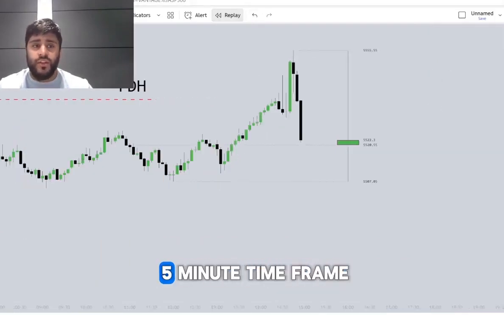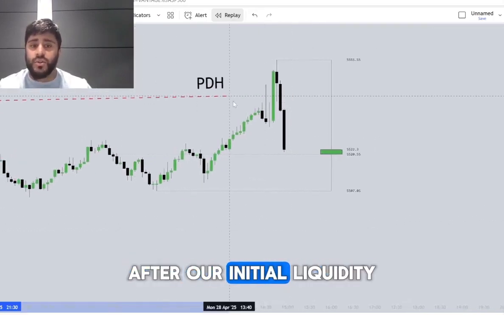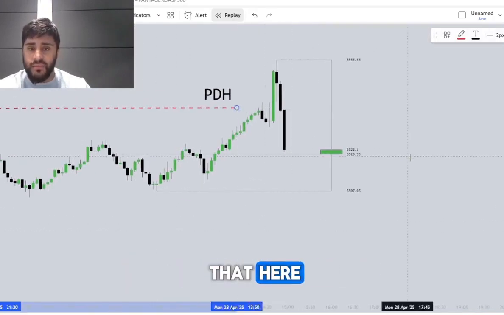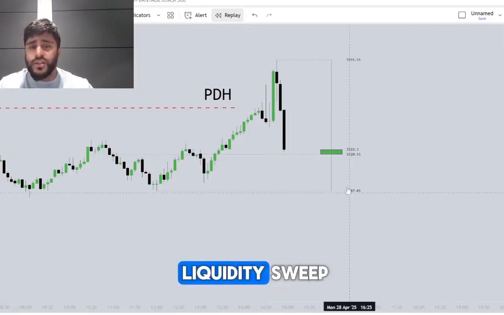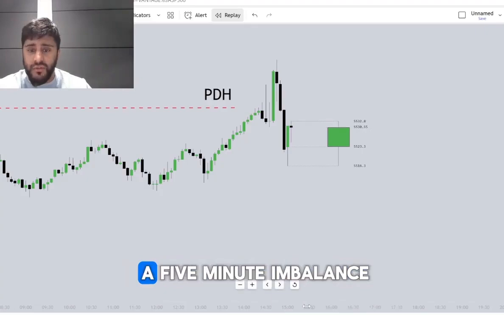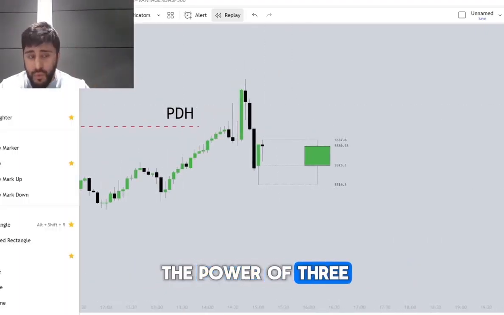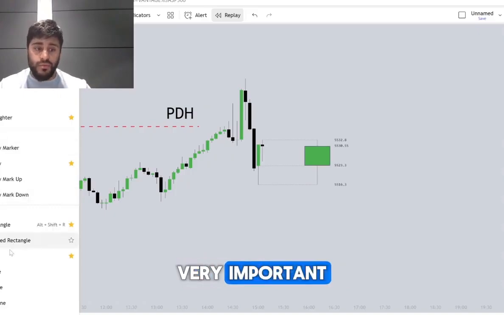Now for me, we go down to the 5-minute time frame. On the 5-minute time frame, there's a couple of things I look for after our initial liquidity sweep, right? So let's first get that here. Once you've had a liquidity sweep, what you are looking for now is a 5-minute imbalance, right? And you're looking for a 5-minute imbalance that's above the 10 a.m. Eastern. So this is where the power of 3 becomes very, very important.